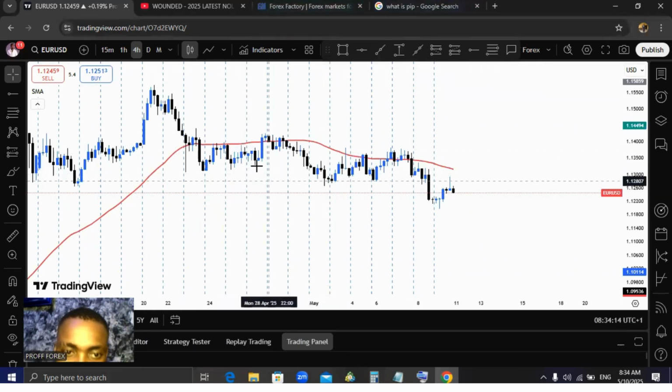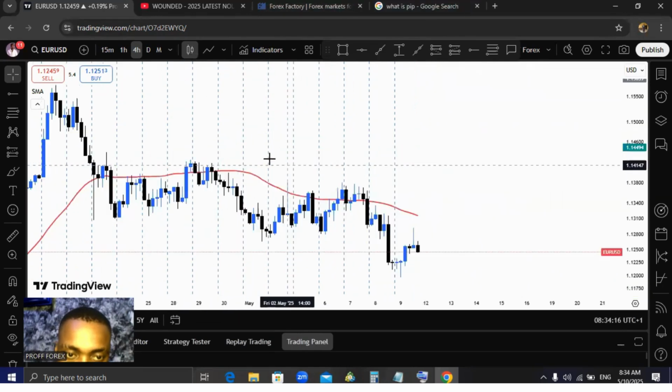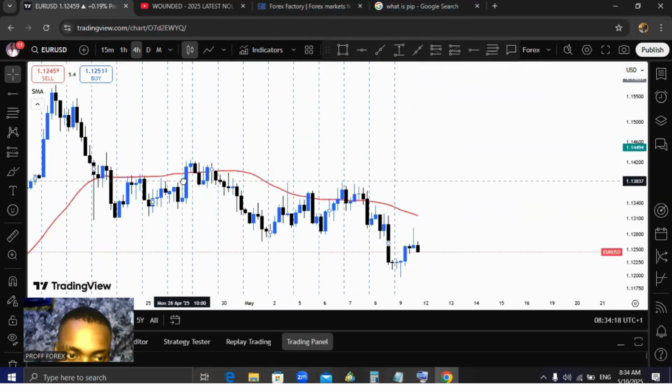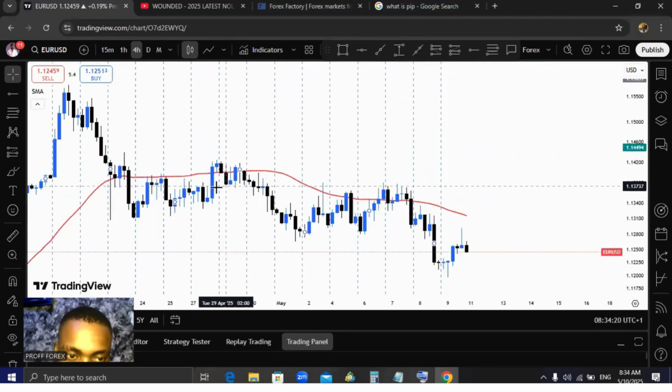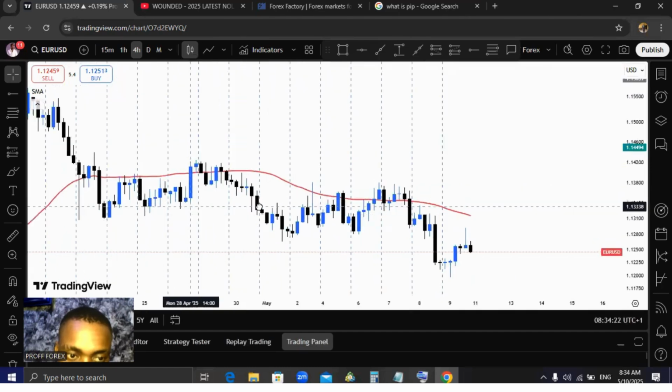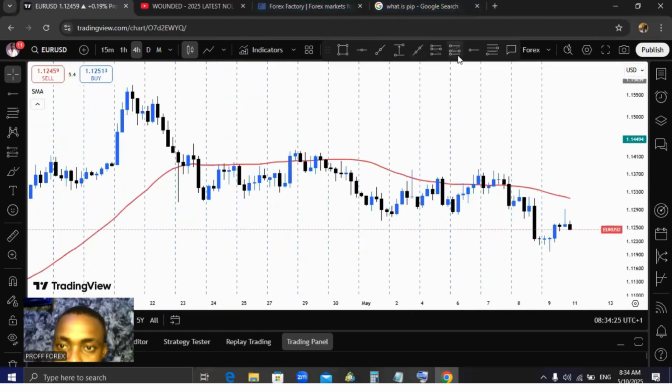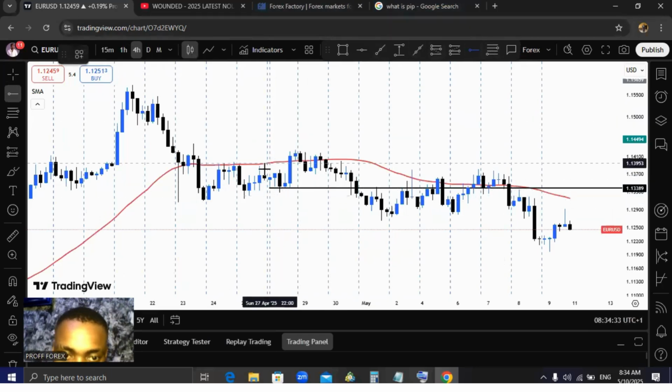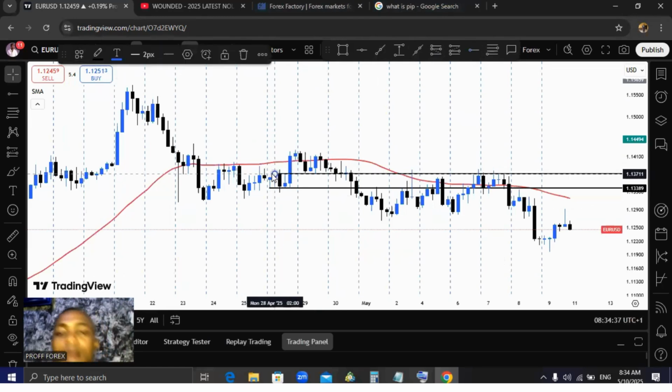Okay, look at these two EMA candles. What do we have to do in this zone? What do we have to do here? You have to first mark out your low of the week, and you have to mark out your high of the week.